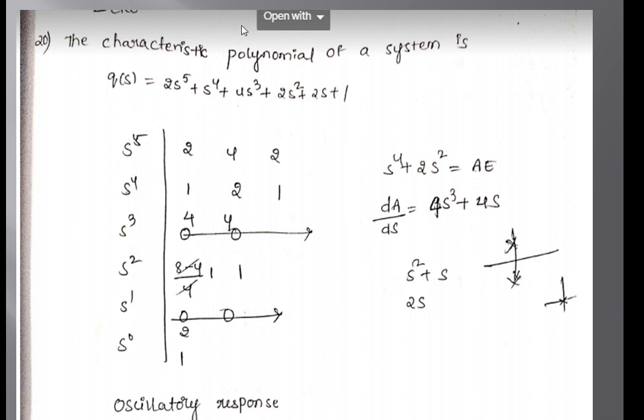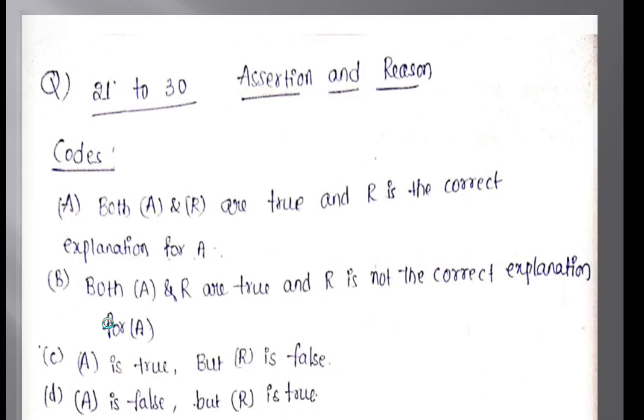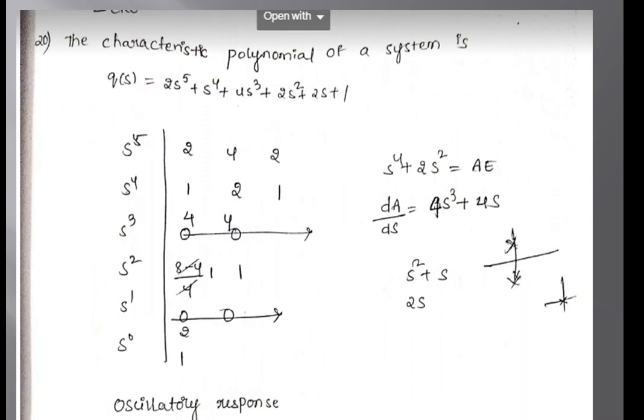In this characteristic polynomial, the highest power is s power 5. The next ones are s power 4, s power 3, s power 2, s power 1 and s power 0. First of all, in order to apply the Routh-Hurwitz criteria, you have to construct the Routh-Hurwitz table.